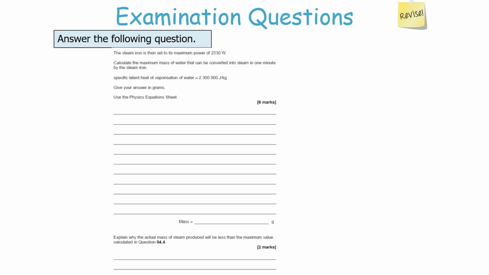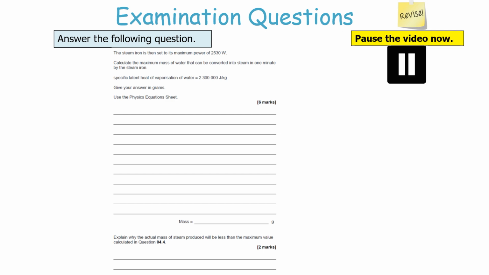The next question says, the steam iron is set to its maximum power of 2,530 watts. Calculate the maximum mass of water that can be converted into steam in 1 minute by a steam iron, and you're given the latent heat of vaporization. Give your answer in grams. Then explain why the actual mass of steam produced will be less than the maximum value calculated previously. So pause the video now, then unpause the video when you want to go through your answer.